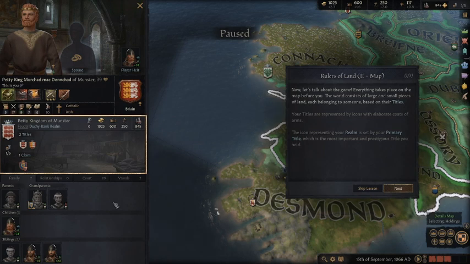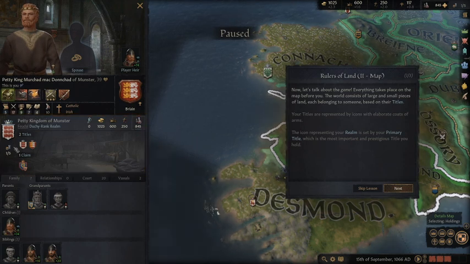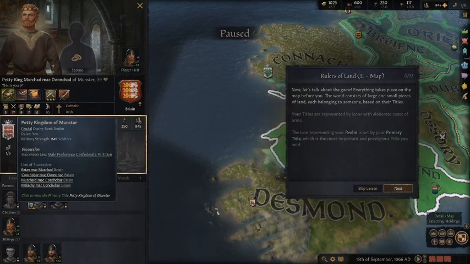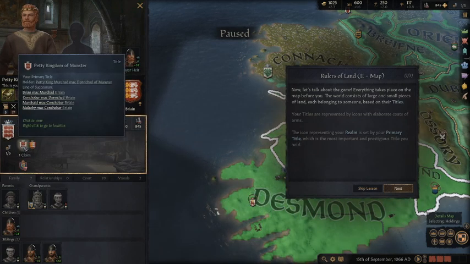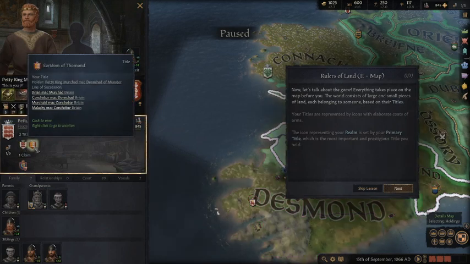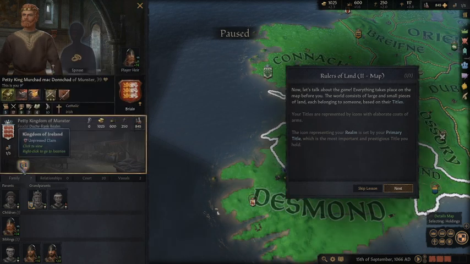The icon representing your realm is set by your primary title, which is the most important and prestigious title you hold. So I've got Petty Kingdom of Munster, and Earldom of Tommond, the claim on the Kingdom of Ireland.